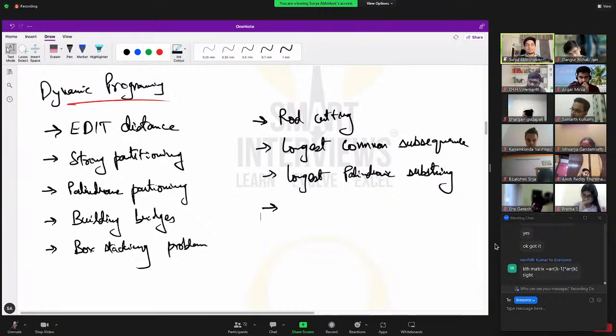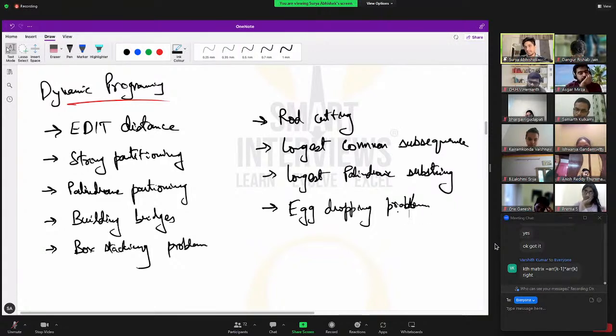And what else is there? Egg dropping problem. Egg dropping problem is not like, n floors and 2 eggs. It's more like n floors and m eggs. So it's a fun problem. It's a nice problem. Egg dropping problem.